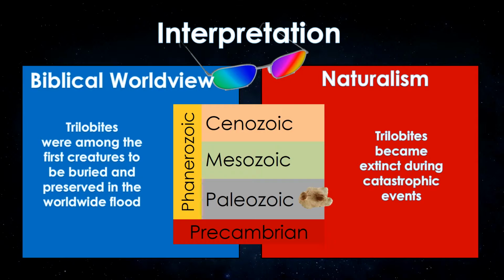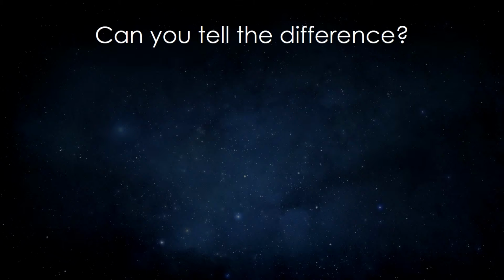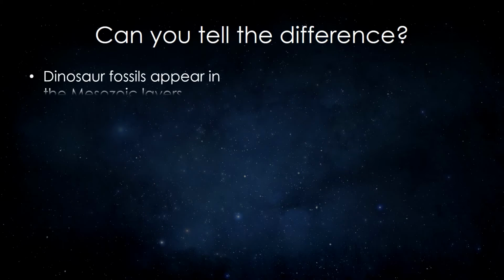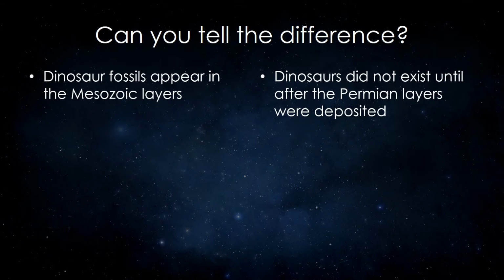Scientists from different worldviews have different ideas about what kind of catastrophic events caused the trilobites to become extinct. Can you tell which of these statements represents data and which is an interpretation? Dinosaur fossils appear in the Mesozoic layers. Dinosaurs did not exist until after the Permian layers were deposited.